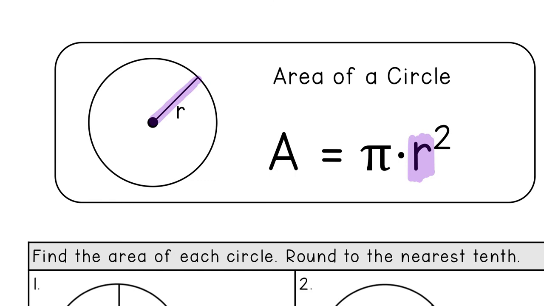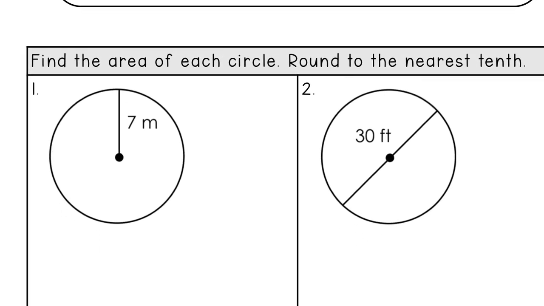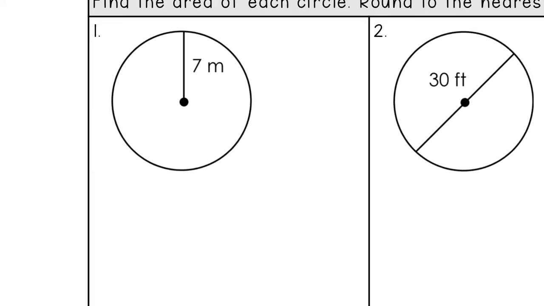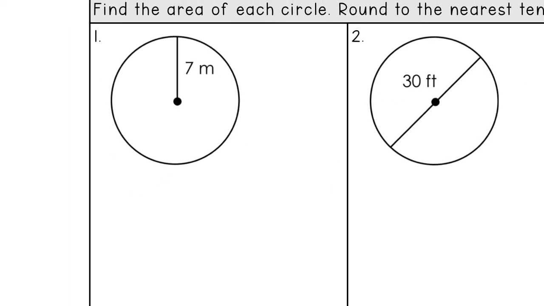So for our first two examples, it says find the area of each circle and round to the nearest tenth. So here's our first circle. So 7 is our radius. So if I'm using the formula pi times r squared, then all I would need to do is pi times 7 squared.